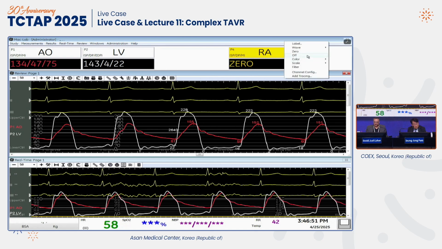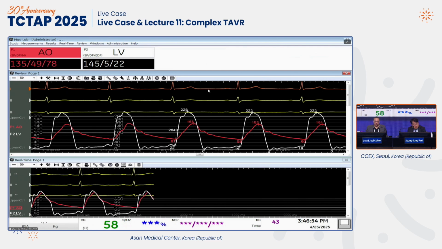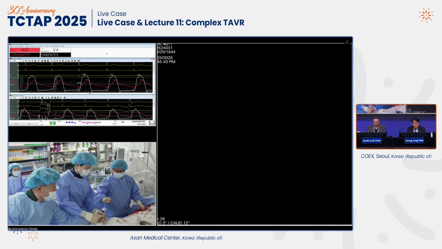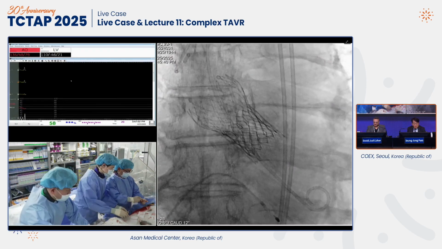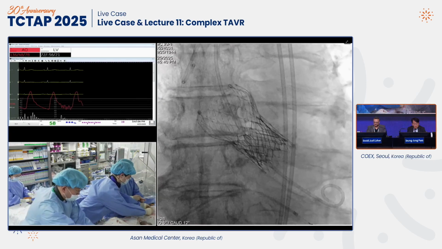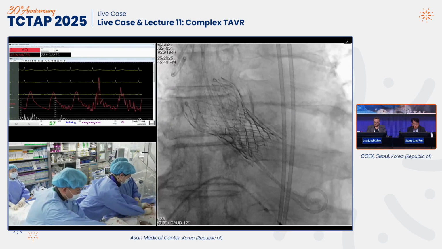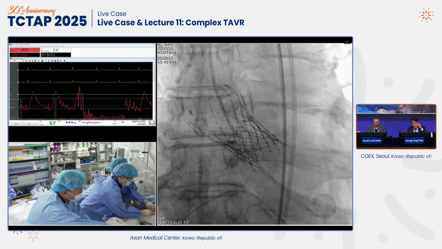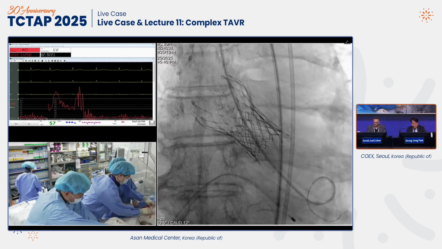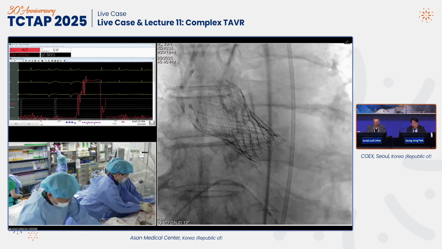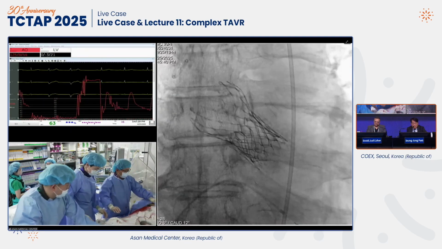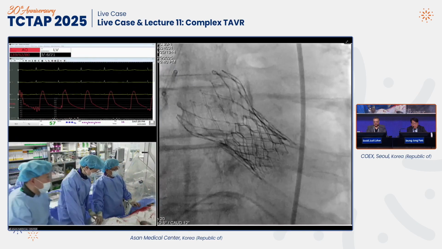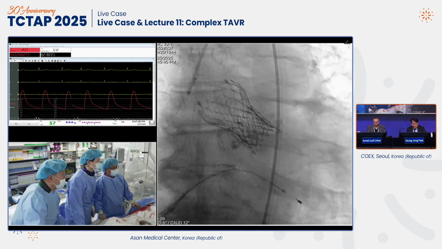Is the echo still being done, or is it all finished? So okay, I'd like to remove the wire, pigtail. So I'd like to show you the final aortogram. I'd like to finish my procedure, and then Dr. Park will prepare the more complex valve case. All right, after the final peripheral aortogram. Yeah, let's see. They are a good aortogram. Ready?